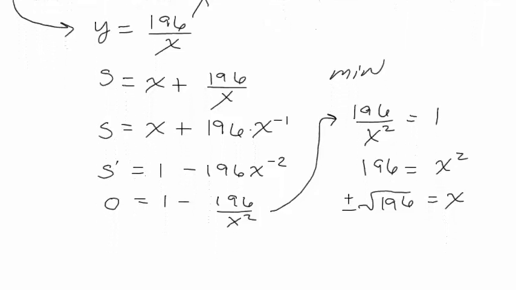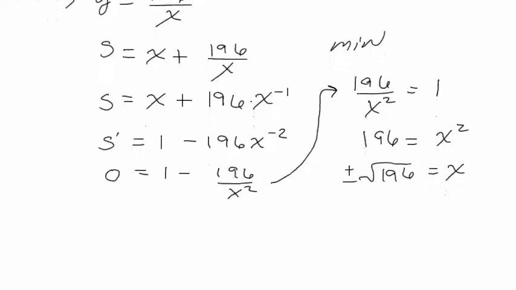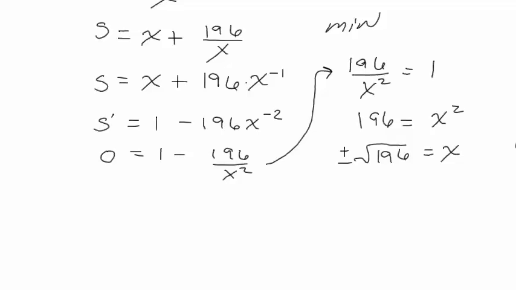Now remember, we were looking for two positive numbers, and so we won't be using the negative here. Okay, we won't be using the negative. All right. Now, what you could do to test that this actually is a minimum, right? You could take 196 and actually, you know what?